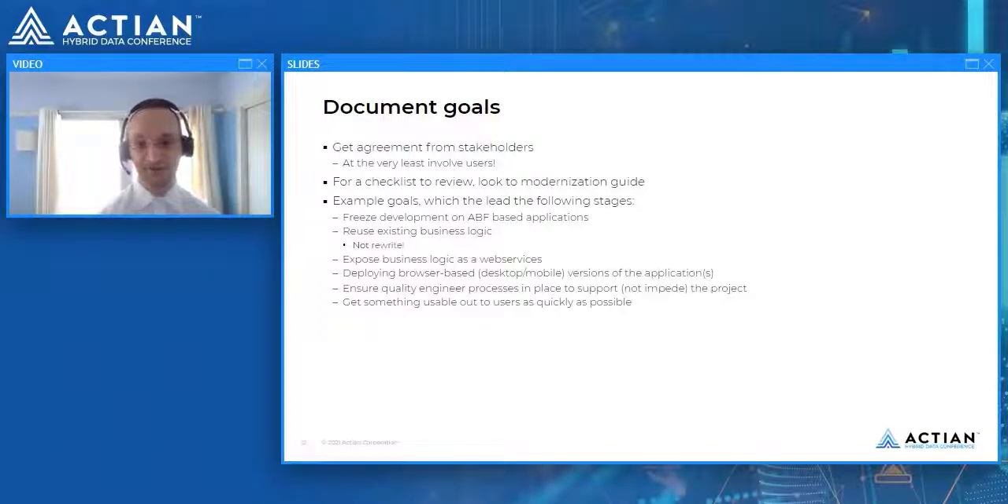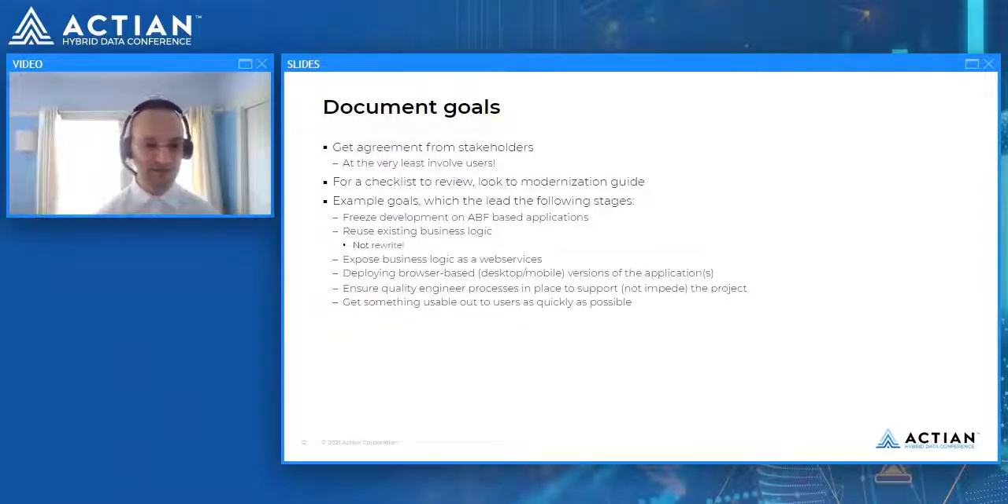Freeze development on your ABF applications. Don't put any more time into moving those forwards with new functionality. Focus that on OpenROAD in moving it and also extending it in OpenROAD. The plan here is to reuse all your business logic. You don't want to rewrite it. It's an incremental process. And then, again, I'm assuming that you want to expose your business logic as a web service. And once you have that web service, you can then deploy browser-based applications.